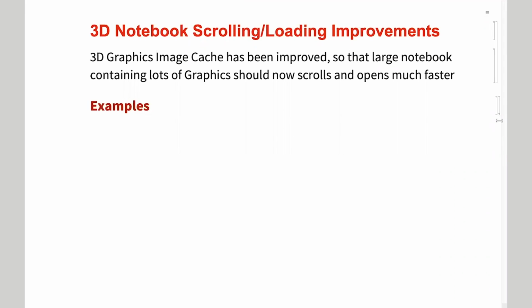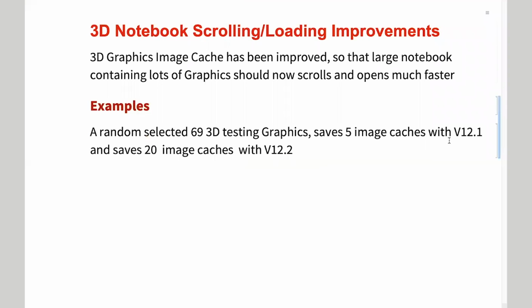Notebook scoring, we did some optimization of image cache. We fixed a few issues to make sure the image cache is maximally reused. For example, before, I had 69 3D testing cases. Some of the cases contained raster 3D, which is supposed to be expensive, but it only saved like 5 image caches, and now it saves more for those cases.